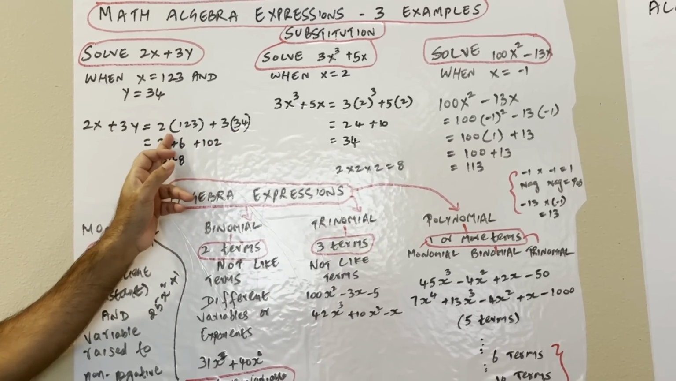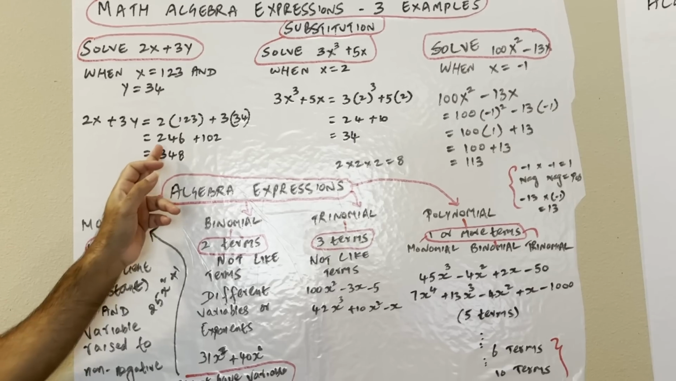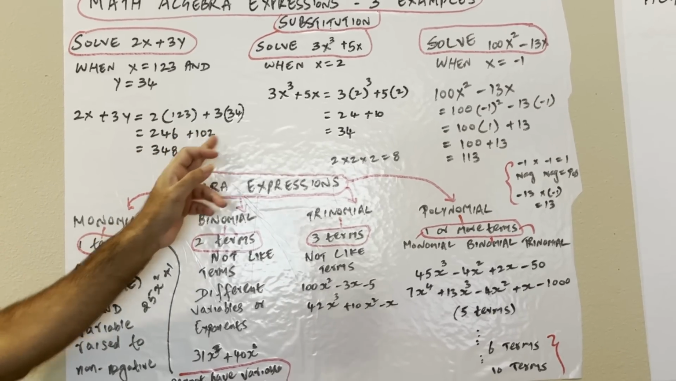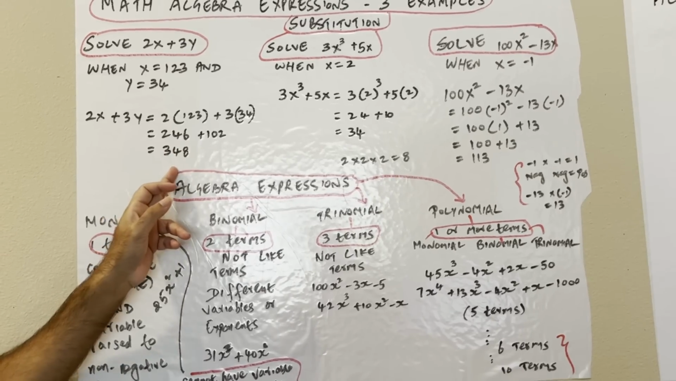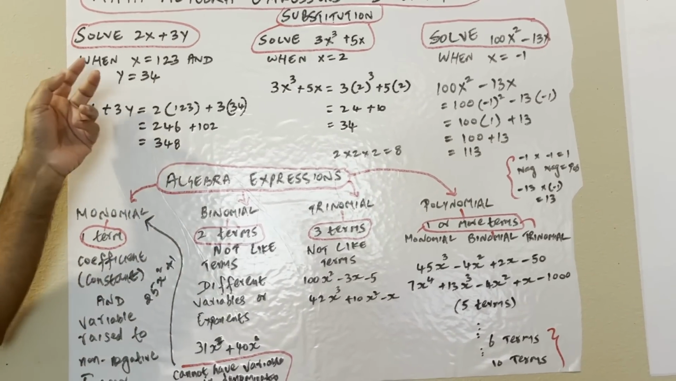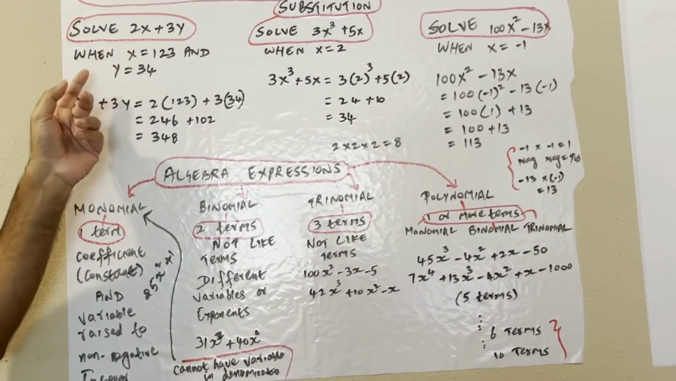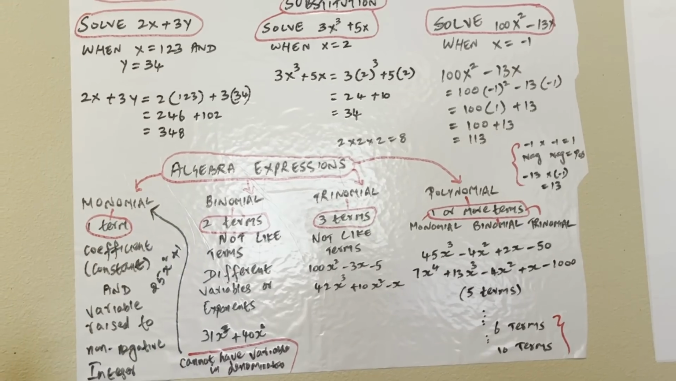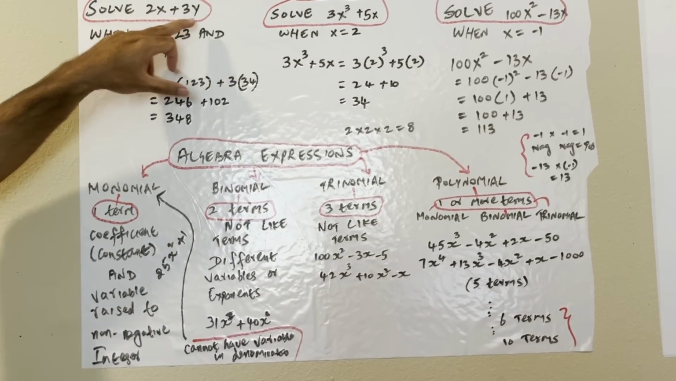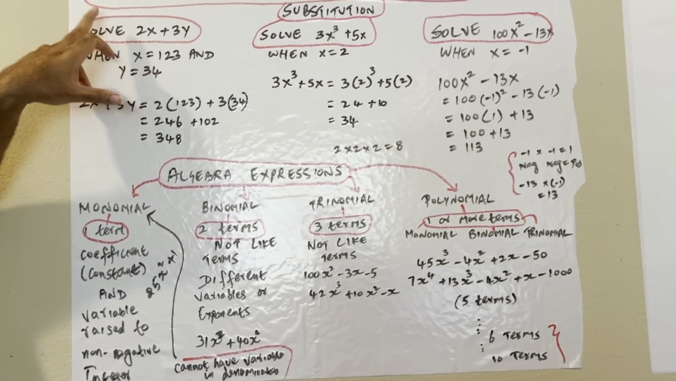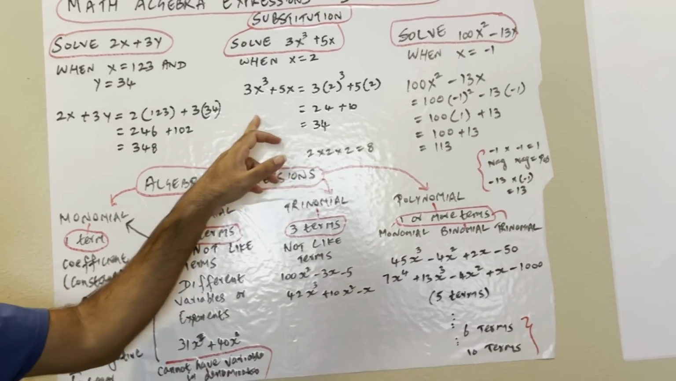Multiply them. This means you have to multiply 2 times 123, which is 246. 3 times 34 is 102, and you add them: 348. So the solution for this expression 2x plus 3y for these values is 348. This is called an algebraic expression. Okay. Second example.